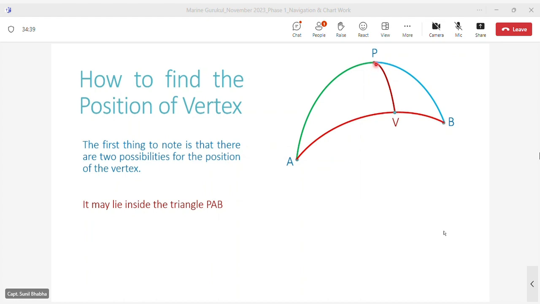So exactly in the same way as Papa Alpha was the meridian of point A, Papa Bravo was the meridian of point B, Papa Victor is the meridian of the vertex. Now we are aware of two things here. One, that all the meridians run in north-south directions. All the meridians represent north-south direction. And second, we know at the vertex, the great circle track is exactly running in the east-west direction. So with the meridian running north-south and the great circle track running east-west, the angle of cut between these two has to be 90 degrees.